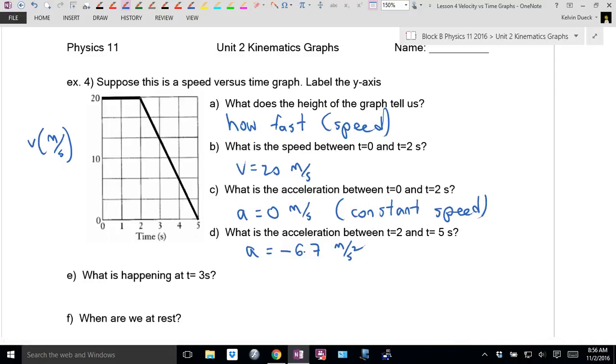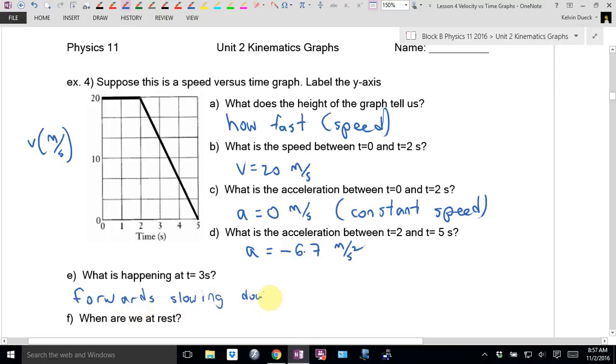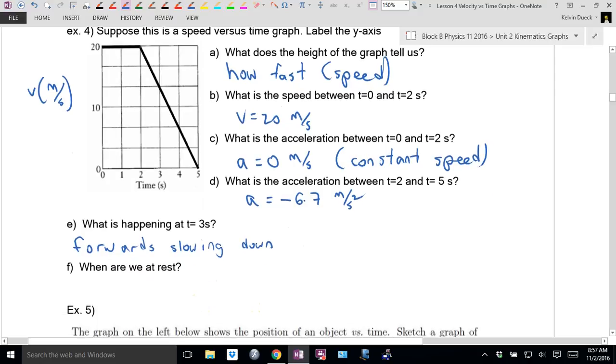So, on this graph, what's happening right at time equals 3 seconds? Going forward, slowing down. When are we at rest? 0, 5 seconds. Well, 5 seconds. Yeah, t equals 5 seconds.